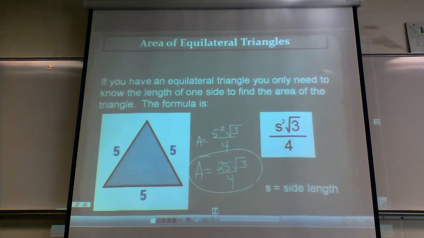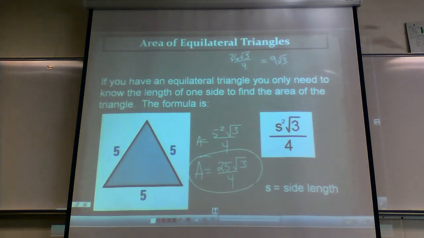The only other thing you would have to do is if 25 divided by 4, then you would have to divide that. That's it. Like if I change that to a 6, it would be 36 square root of 3 over 4. It would become that. So these should be fairly easy to deal with, as long as you have the side length. That's what I mean.